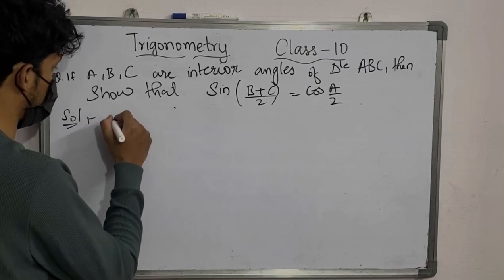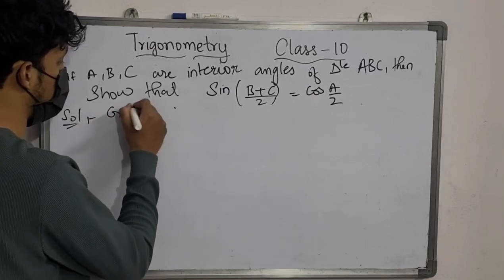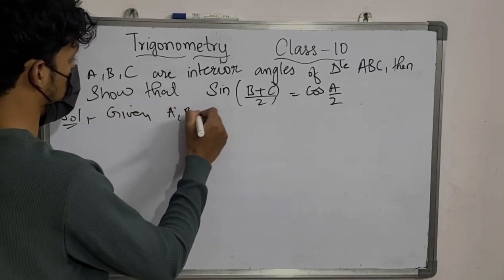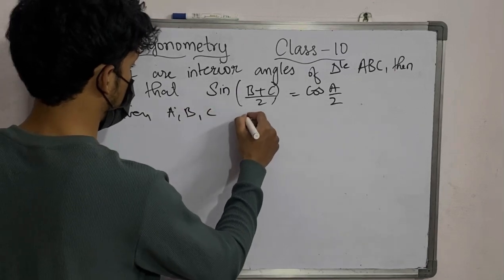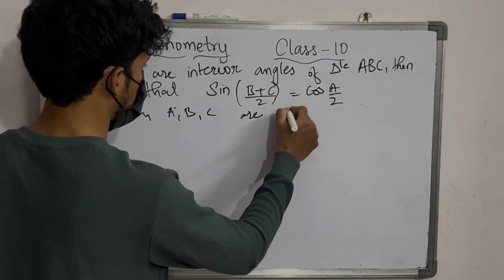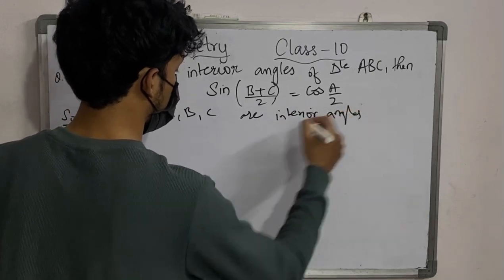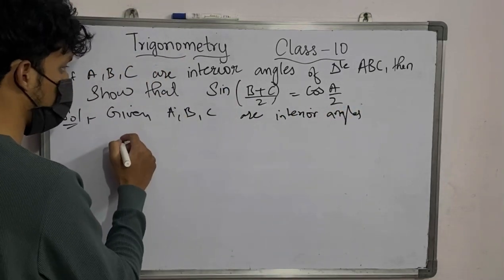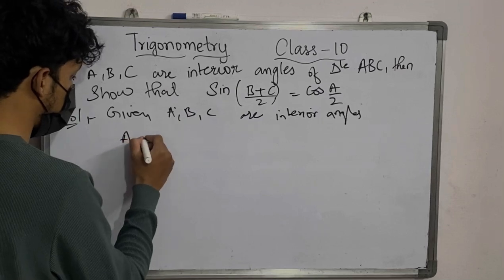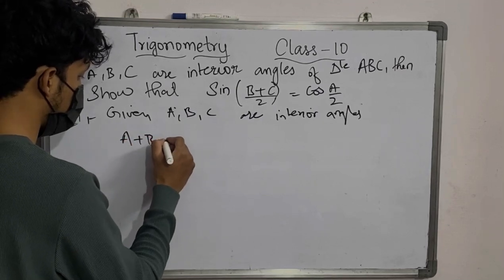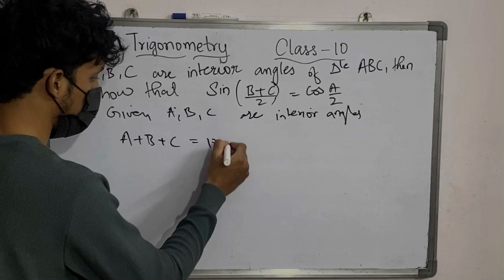Given A, B, C are interior angles. So for interior angles, you need to write the given, then you need to start with A plus B plus C is equal to 180 degrees.